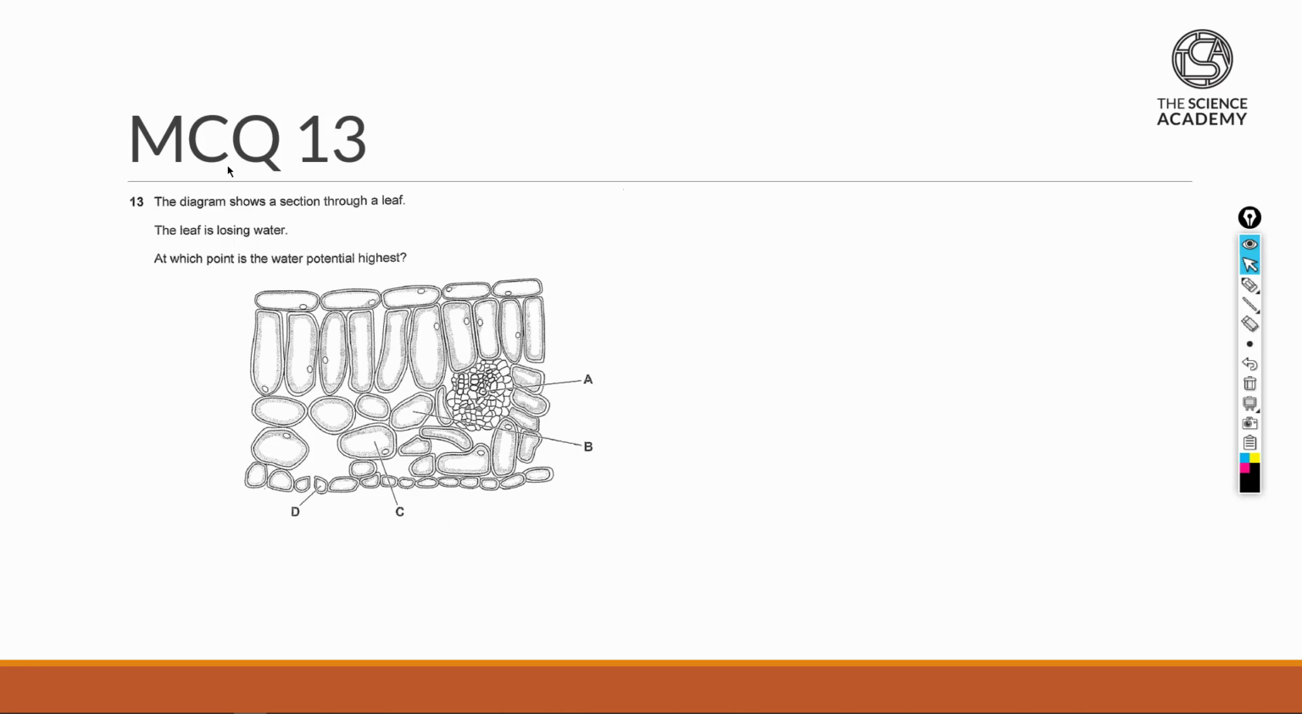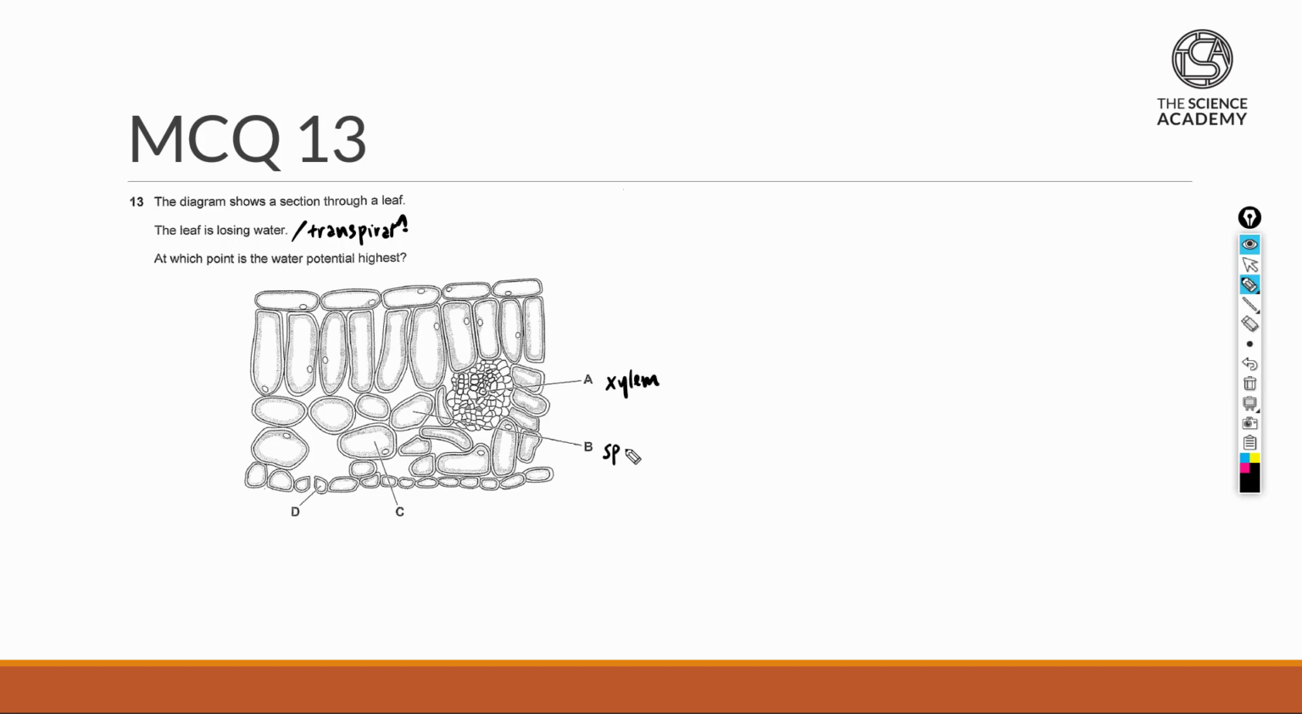MCQ 13 is with respect to the leaf losing water, and we can have this mainly via the process of transpiration. So if I'm going to be attempting a question that's being labeled, we should actually give each of the labels a name. A, you can see that it has a thickened cell wall. This will be the xylem.